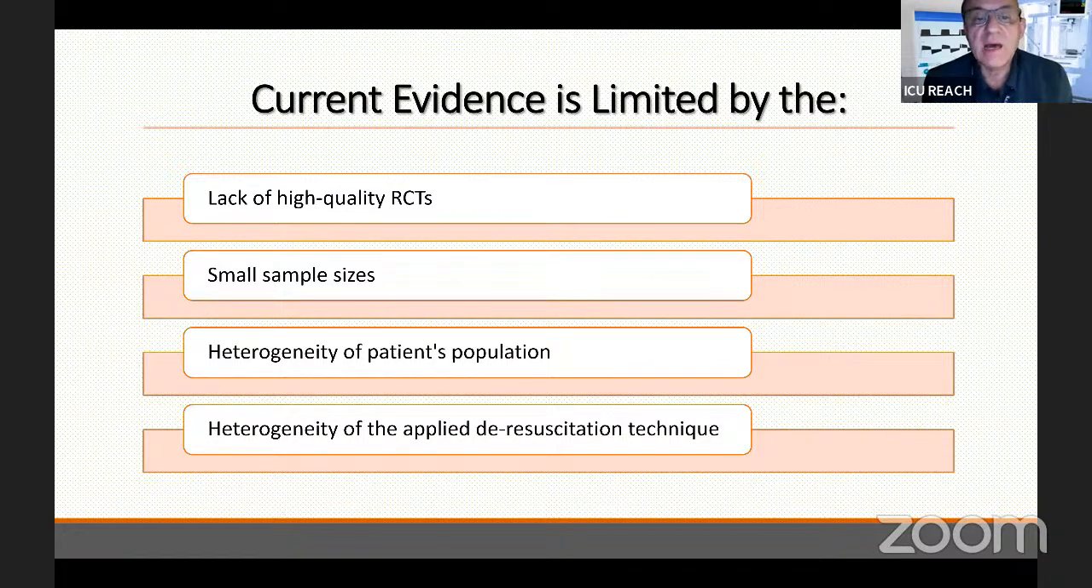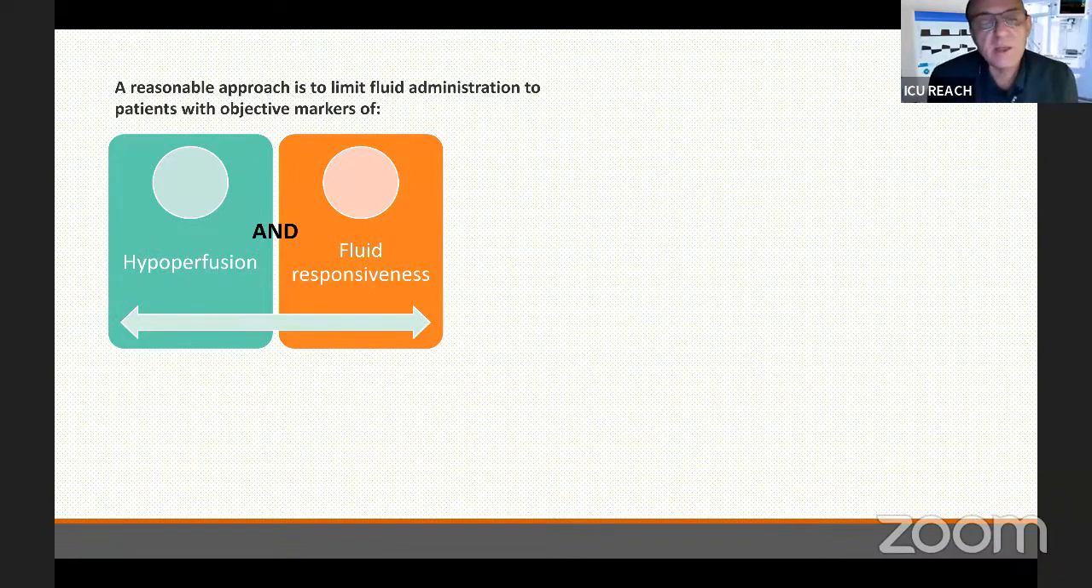So based on that, we say that the current evidence for de-resuscitation is limited by, number one, the lack of high quality randomized control trials, the small sample sizes of the studies available, the heterogeneity of patients population, and the heterogeneity of the applied de-resuscitation technique that we use. And in practice, and this is what I do in my own practice, well, the evidence does not support how we're going to do the fluid resuscitation, de-resuscitation in the ICU.